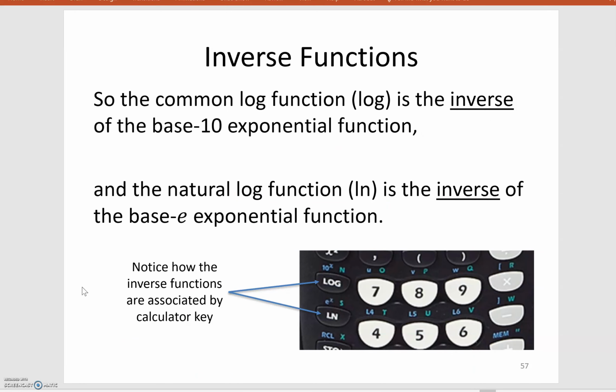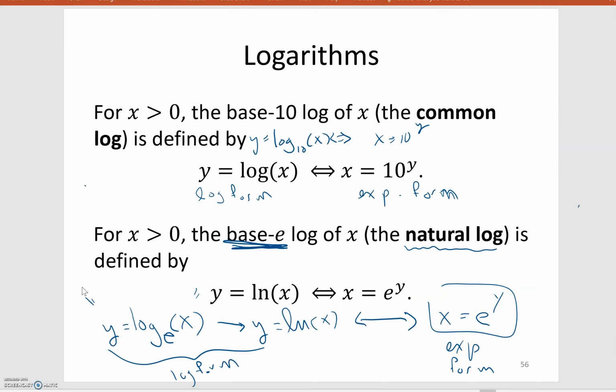You can't really study logarithms without talking about inverse functions. And the reason for that is because logs are, in fact, inverse functions. The common log is the inverse function of the base 10 exponential function, and the natural log is the inverse of the base e exponential function. And that shouldn't be that surprising, considering that when I defined these two, I immediately converted each of them to an exponential form. So there's certainly a connection there.